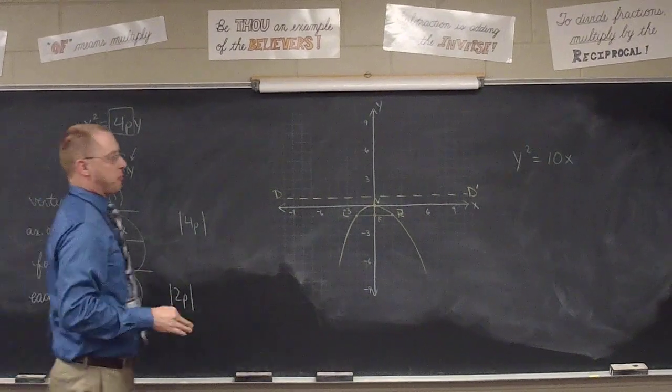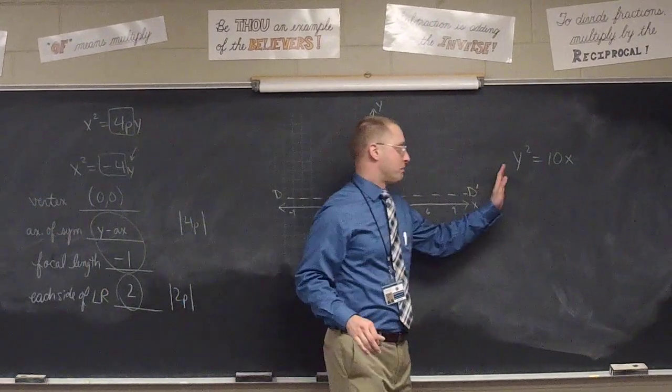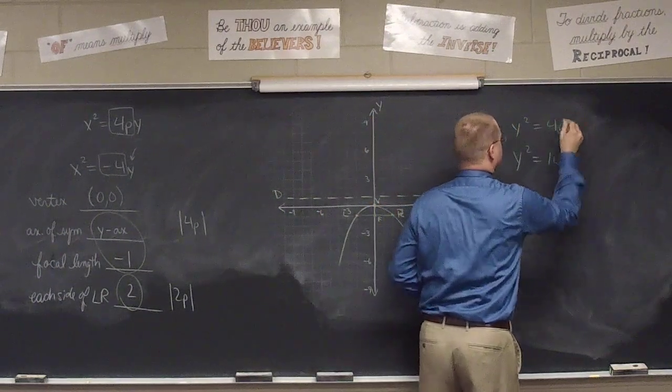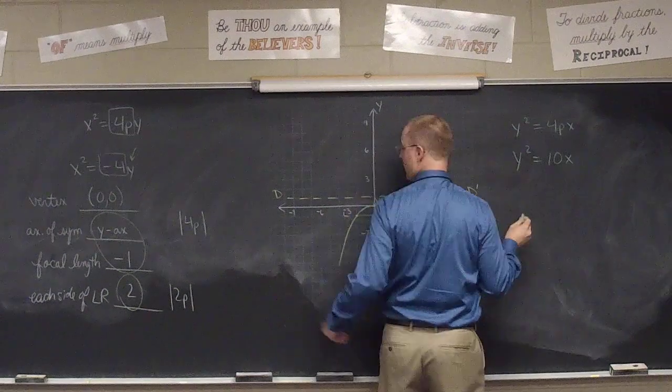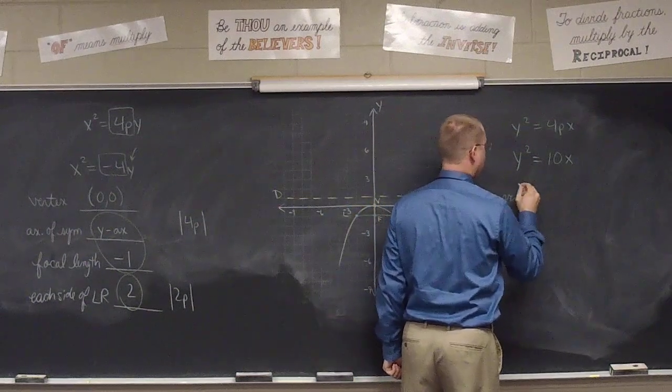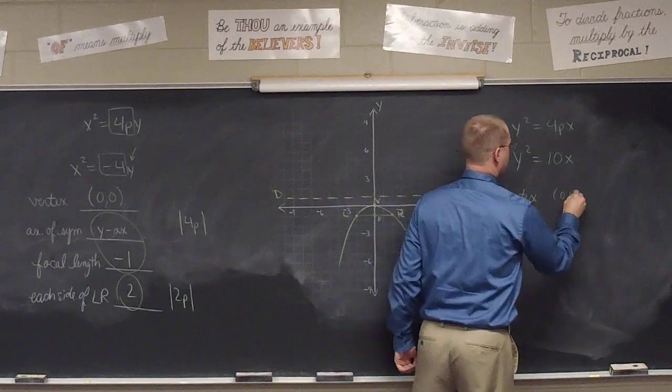When we go to graph the parabola, the first thing, of course, we want is the parabolic form, which here is going to be y squared equals 4px. First things first, we need to know where is the vertex. And for now, I said the vertex is going to be at 0, 0.